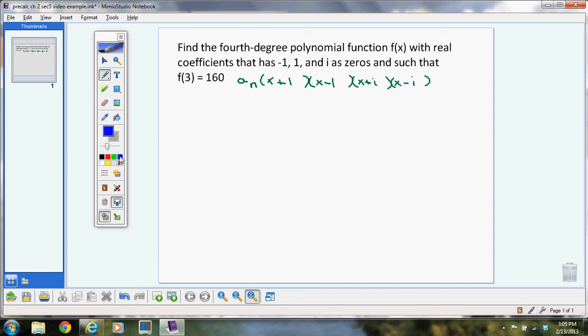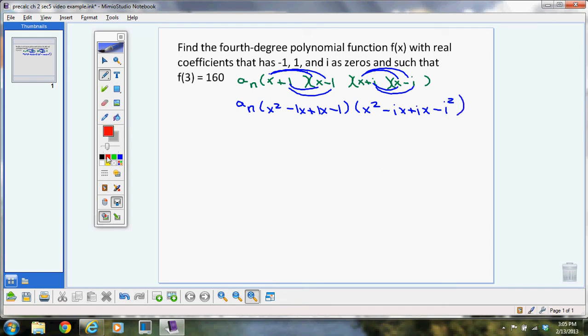Now what we need to do is multiply these out and make it a little bit simpler. So I'm going to bring down the a sub n, and I'm going to FOIL the first 2 here. That's going to give me x squared minus 1x plus 1x minus 1. I'm also going to FOIL the last 2. That will give me x squared minus ix plus ix minus i squared.